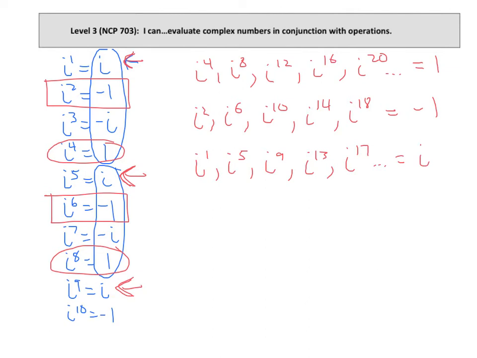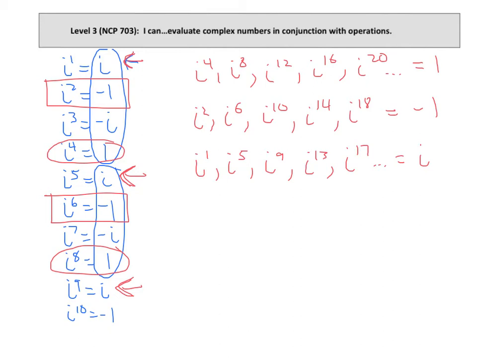So, for example, i to the 5th is right after i to the 4th, which is a multiple of 4. i to the 9th is right after i to the 8th, which is a multiple of 4. So always think about where the number is in relation to its closest multiple of 4. i to the 13th, its closest multiple of 4 is i to the 12th, it's one more.